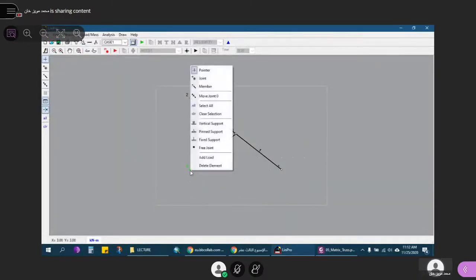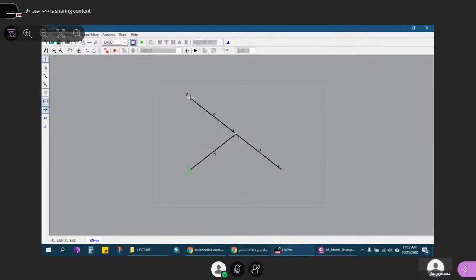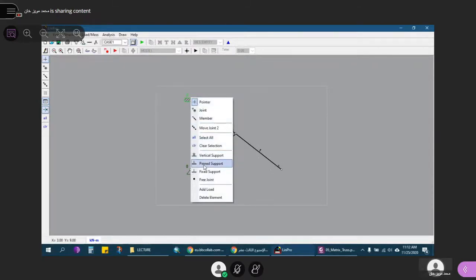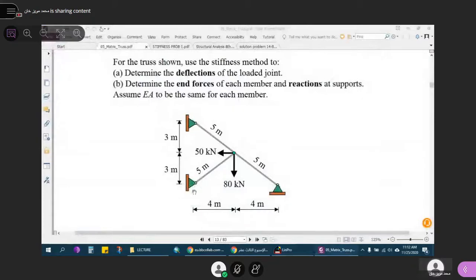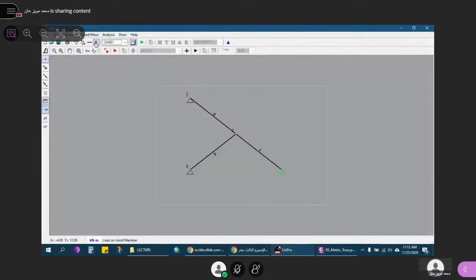So let me assign the supports: right click, pin support, right click, pin support, and here another pin support. So this is done. As you can see in the problem, we have the supports inclined, meaning we have vertical. We can also change this in the LinPro, as I told you in the last class.